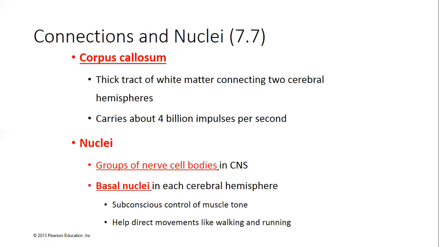And those muscles of repetitive movements like walking or running, the basal nuclei basically just help direct movements like that, the repetitive movements that you don't have to think about. So you just kind of subconsciously do them. You don't think about taking a step when you take a step, you just do it. So the basal nuclei, along with the cerebellum, control those types of movements. So they work together very closely.